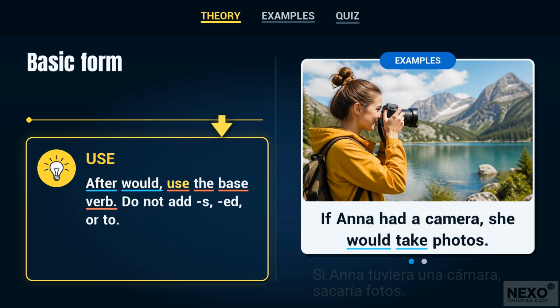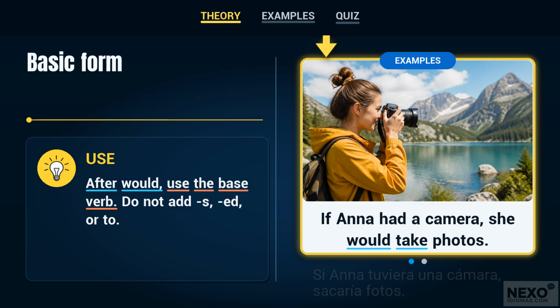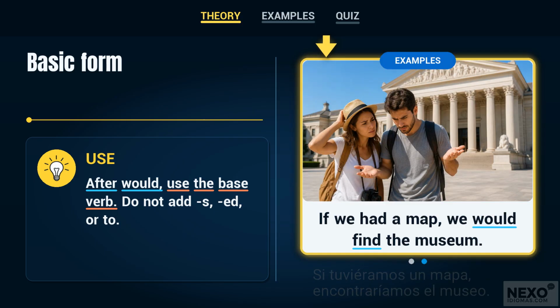After would, use the base verb. Do not add s, ed, or to. Example: if Anna had a camera, she would take photos. Example: if we had a map, we would find the museum.